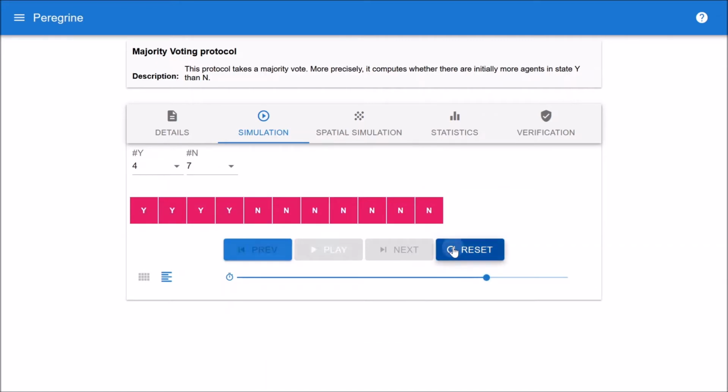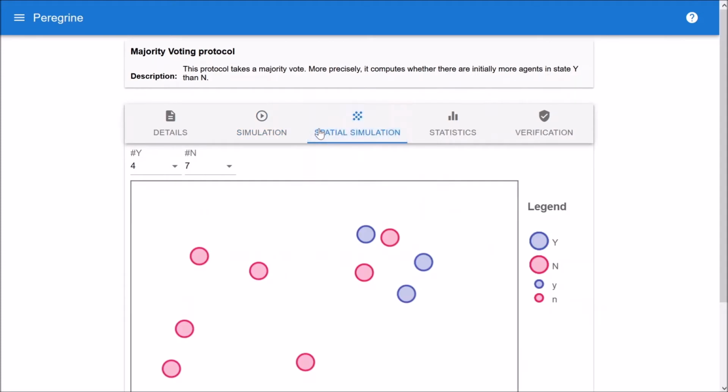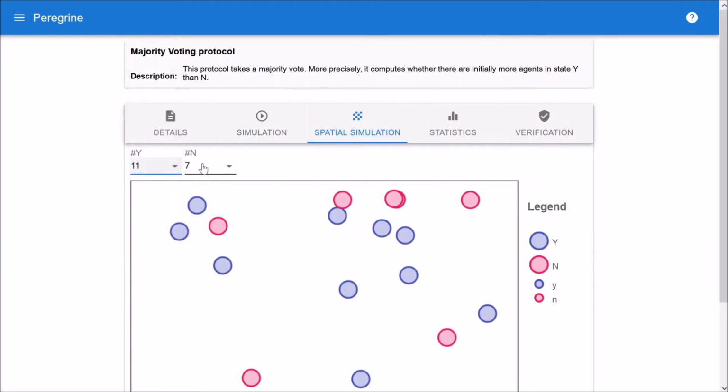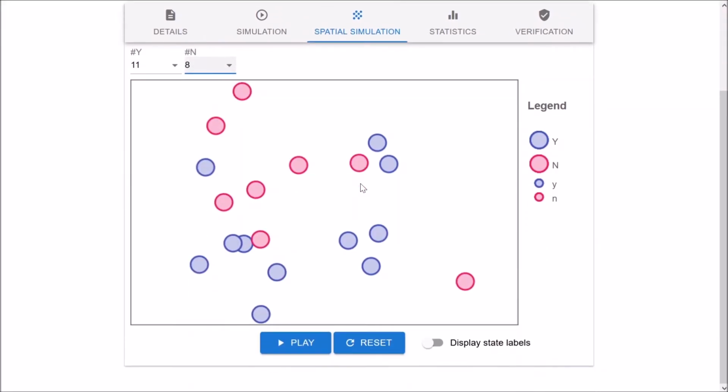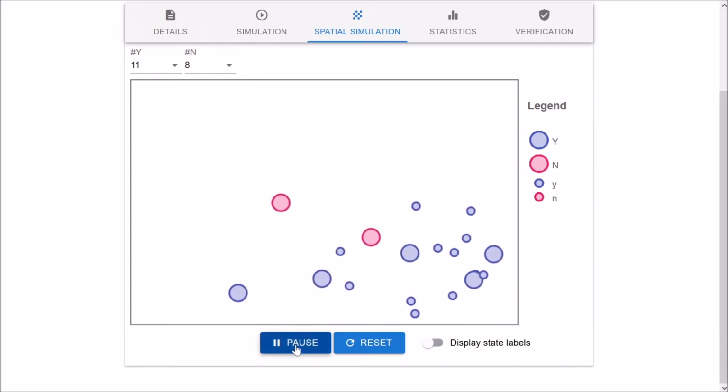In addition to the rather abstract simulation we used so far, Peregrine can also simulate population protocols spatially. In this visual simulation, our agents behave like molecules that randomly move within a box. Whenever two agents touch, they change their state as before.